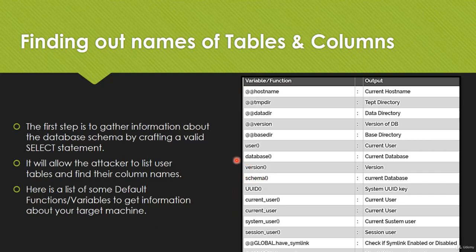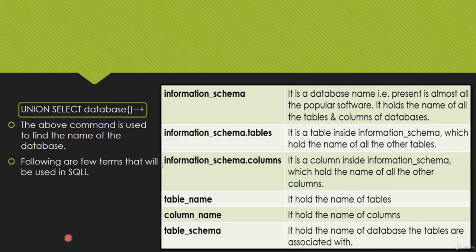So, if we type union select database with parentheses, it will show us the name of the current database. And if we want to know the current user, we will use this command. So after finding names of table and column, here is a list which we will be using in our SQLi.